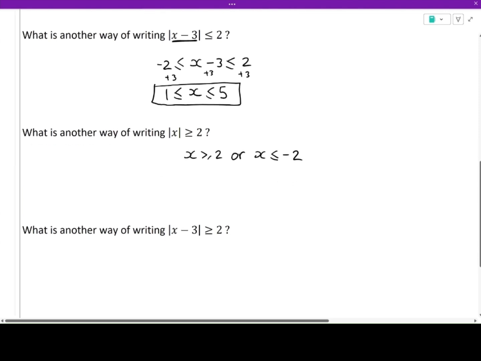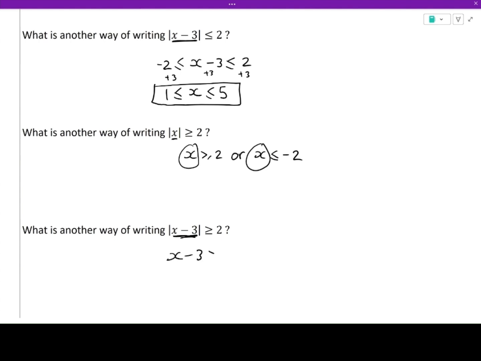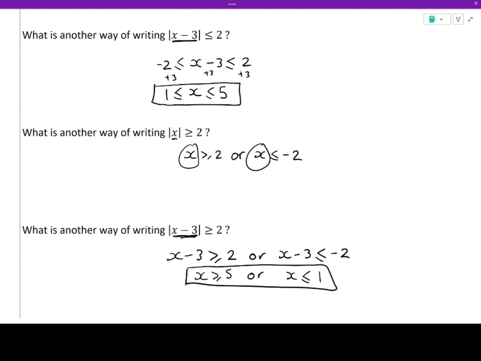Now finally, let's just make it a little bit more complicated again. Instead of having x here, we've got x subtract 3. So to adapt the process, we're just going to replace the x's here with x subtract 3. So x subtract 3 is the same as or greater than 2, or x subtract 3 is the same as or less than -2. Now, if I rearrange my inequalities, if I add 3 to both sides, I get x is the same as or greater than 5, or x is the same as or less than positive 1. Okay, and that is how you would rewrite that inequality.